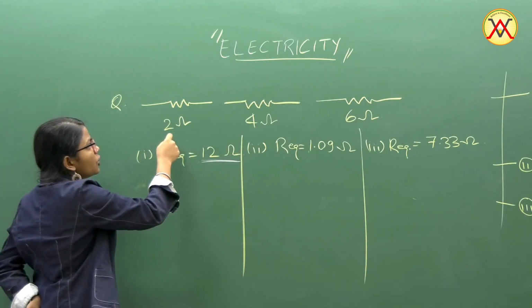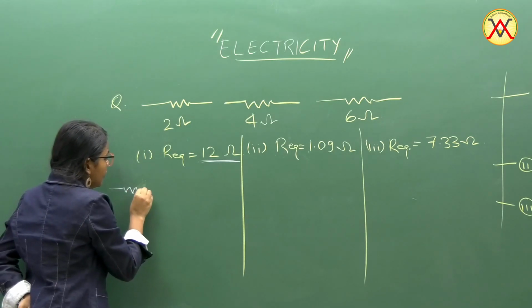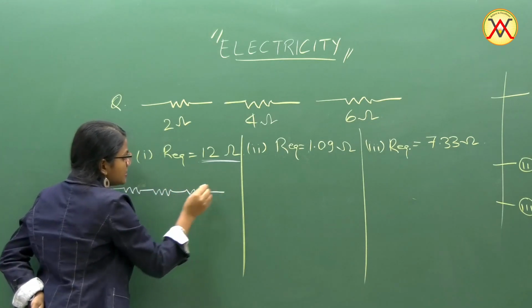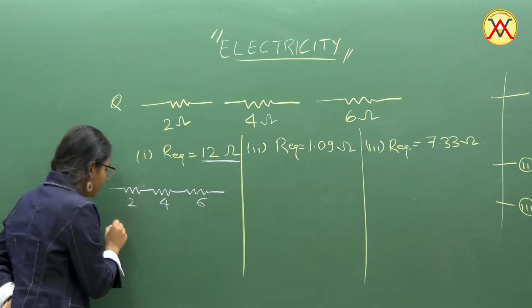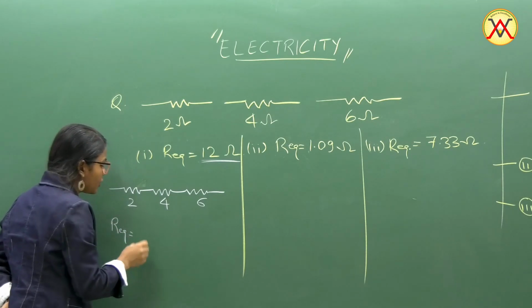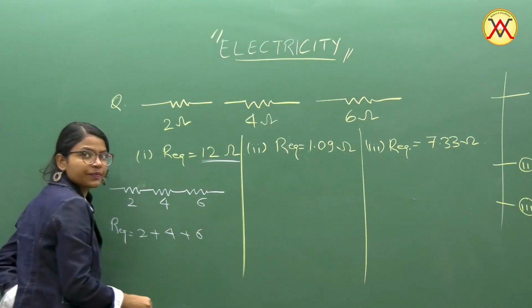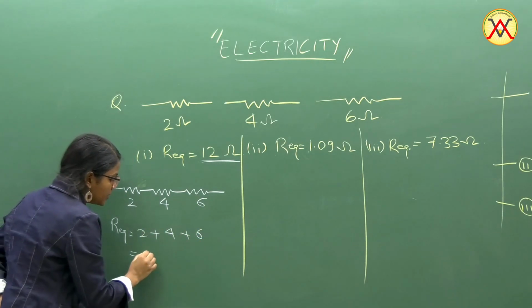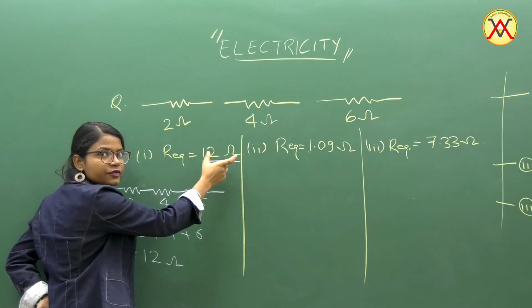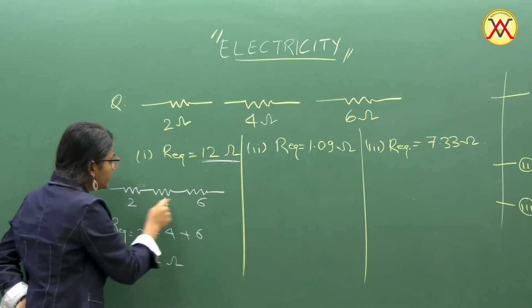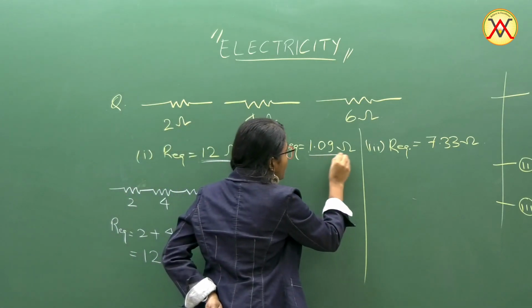That means it is for sure that these three resistances are in series. Let's see if we put these three resistances in series. This is 2, this is 4, this is 6. What do we have? For series combination, R equivalent is equal to R1 plus R2 plus R3. Solving this, we have 12 ohm. That means to get an equivalent resistance of 12 ohm, we need to group these three resistances in series. Let's come to this one.